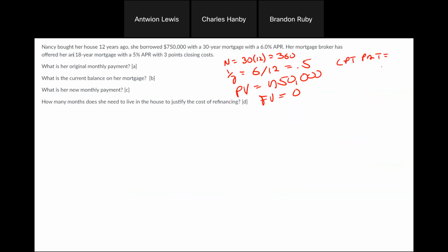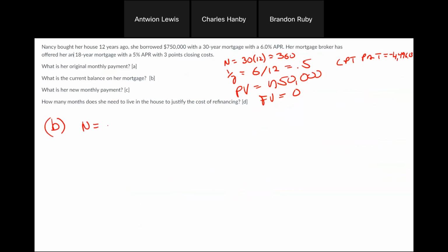It will come out as a negative $4,496.63. Okay, so that's her payment. So she's paid on her house for 12 years.